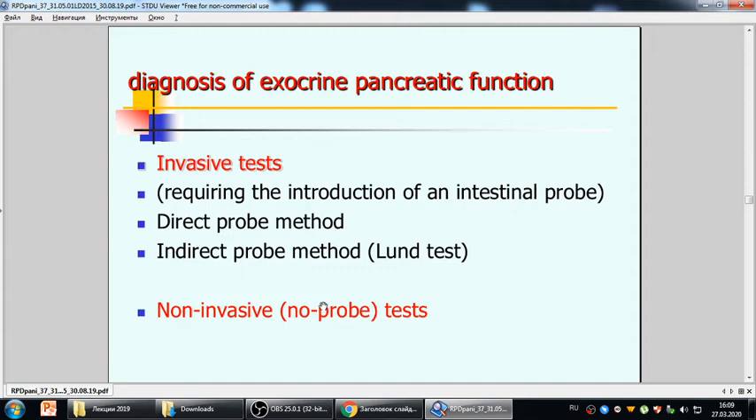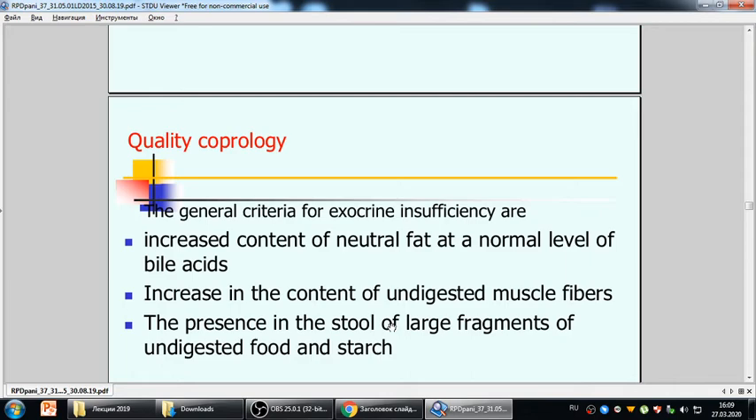How can we diagnose exocrine pancreatic insufficiency? We can diagnose by invasive tests and non-invasive tests. Invasive tests require the introduction of an intestinal probe, and include direct and indirect probe methods. There are two kinds, direct and indirect. And also non-invasive tests.